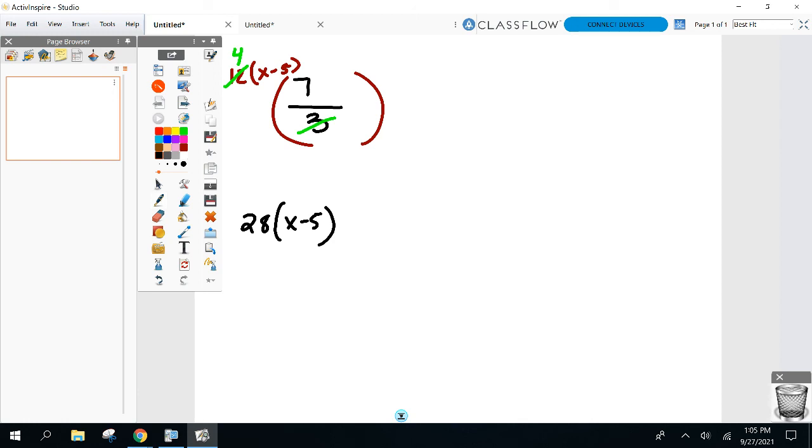Look, you got a 24 on top and a 3 on the bottom. They can cross out and you're left with an 8 on top. It's like 24 over 3. It's 8.